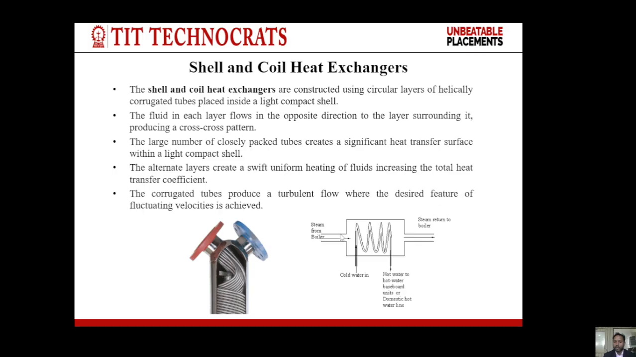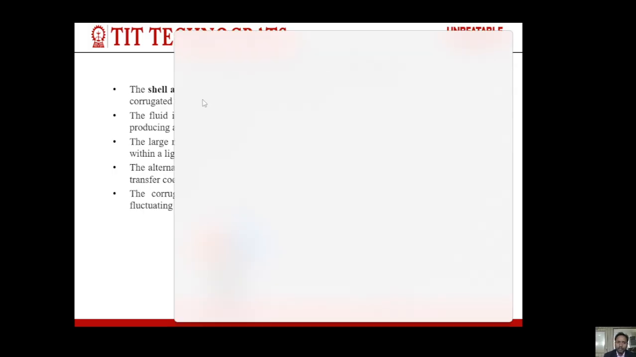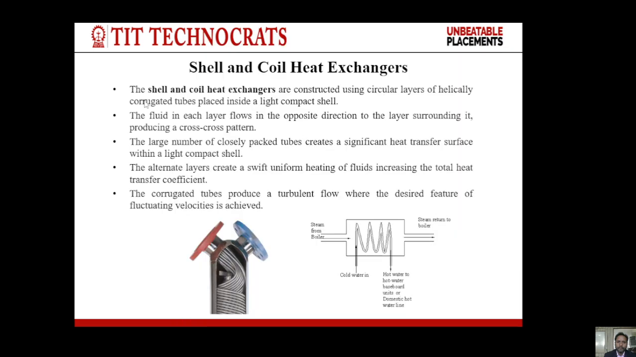Steam flowing through the boiler is getting condensed or cooled by using the cold water. So the shell and coil heat exchanger is constructed using circular layers of helically corrugated tubes. The fluid in each layer flows in the opposite direction to the layer surrounding it, creating a cross pattern. The corrugated tube produces a turbulent flow where the desired feature of fluctuating velocities is achieved.